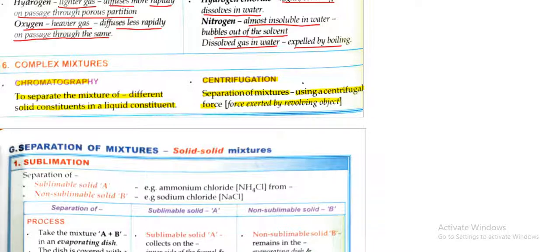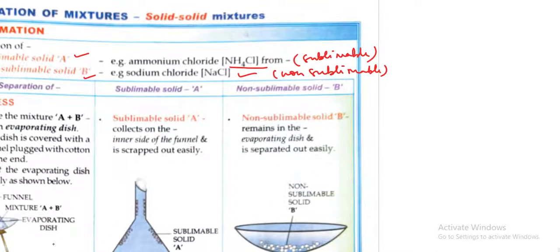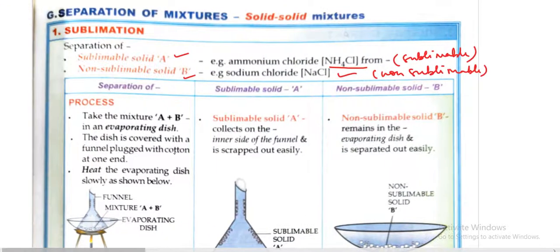Now let us see some detailed explanation of how we can separate a particular mixture. Suppose we are given two substances, A and B. A is ammonium chloride, which is sublimable, and B is sodium chloride, which is non-sublimable. Now if one is sublimable and another one is non-sublimable, then how can we separate them? We can separate them by using the sublimation technique, right?